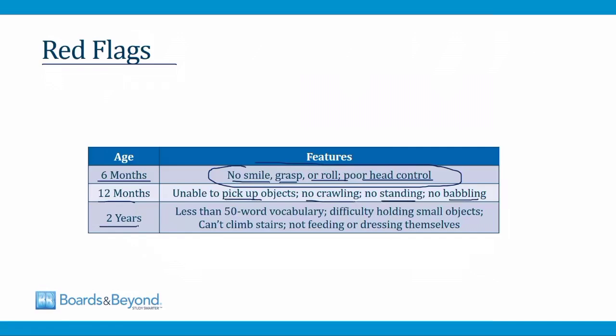And then finally, at 2 years of age, if the child's vocabulary is less than 50 words, if they have trouble holding small objects, if they can't climb stairs and they're not feeding or dressing themselves, these are all things 2-year-olds usually can do, and that indicates developmental delay. And it's easy to identify all these things in board questions if you just know those major milestone features we talked about in the last few slides.